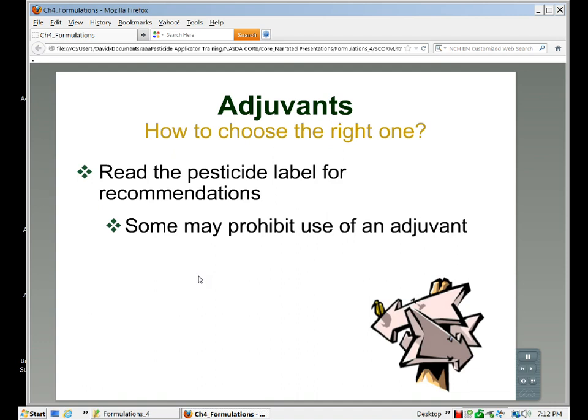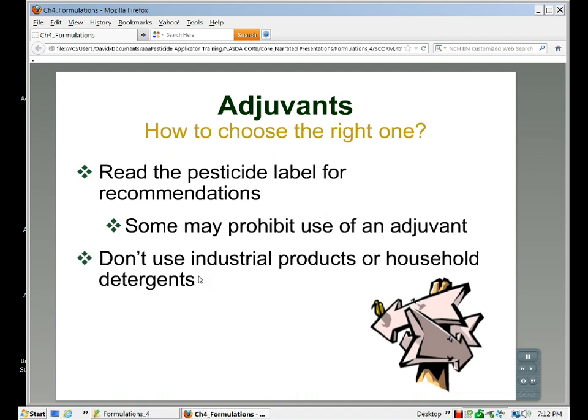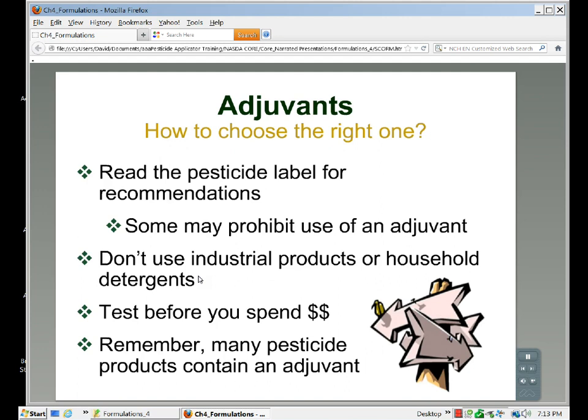When using any adjuvant, make sure it's one specifically designed to be mixed with pesticides. Non-tested adjuvants can interfere with a pesticide's performance. If the label does not specifically recommend the use of an adjuvant, you may want to conduct a small-scale jar test or efficacy test before you spend a lot of money. With some products, the manufacturer already added some of these adjuvants because they are needed as spray tank additives.